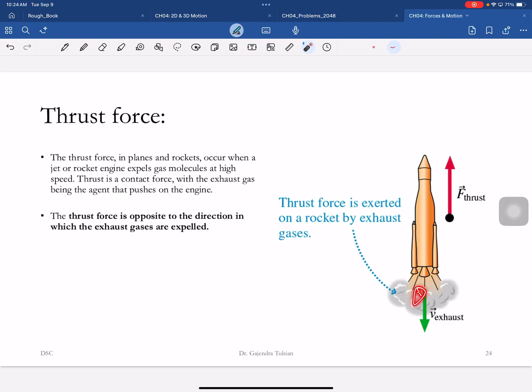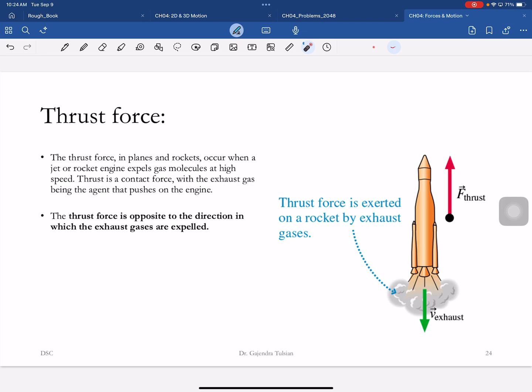You have to expel exhaust gases. It's like a recoil force. Has anybody shot a gun? When you shoot a gun, the total momentum is 0 before you shoot. Then the bullet takes off in that direction and you recoil in this direction. And that's what a rocket is.